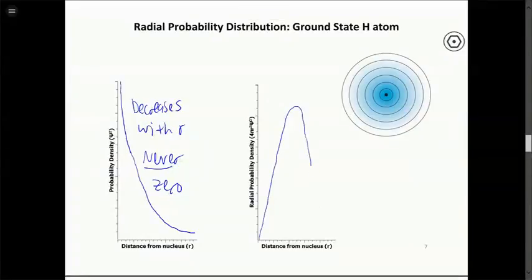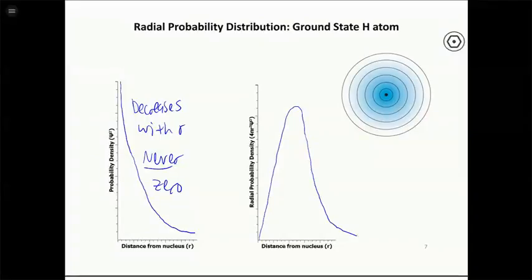So the radial probability distribution also never goes to zero. It's an asymptote. And when you look at the radial probability distribution, you do have some radius where the electron is most likely to be found, even though the probability density is not necessarily highest there, but that's the region in space where it's most likely to be found. So this peak here is what we call the most probable radius.